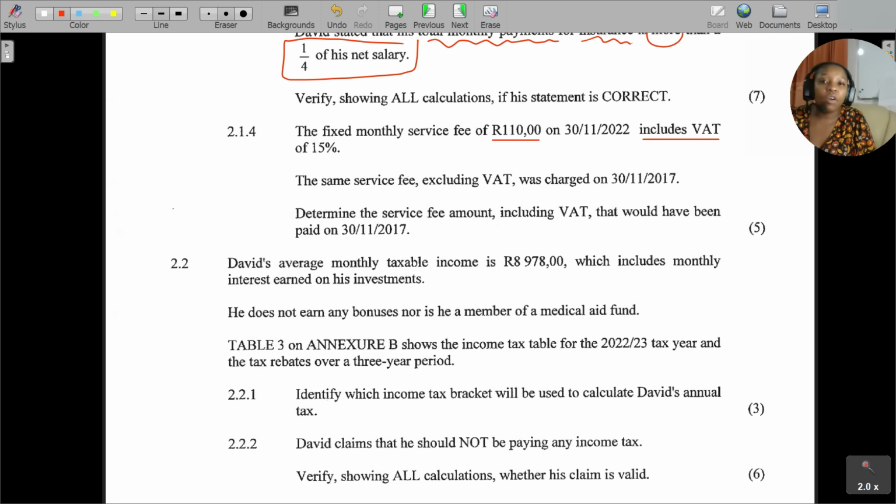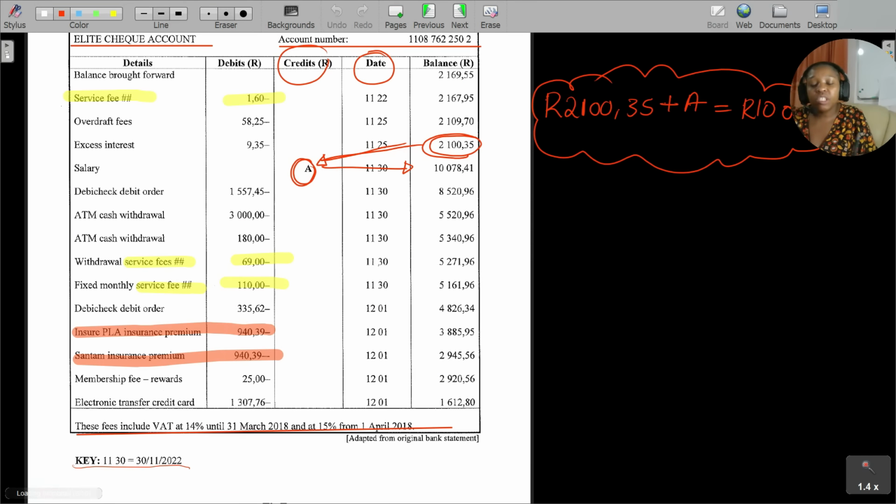includes VAT of 15%. They're telling us that the same service fee, excluding VAT, was charged on the 30th of November 2017. Now, they want you to determine the service fee amount without VAT that would have been paid in 2017. Here we need to be careful that the VAT rate before the 31st of March 2018 is 14%.